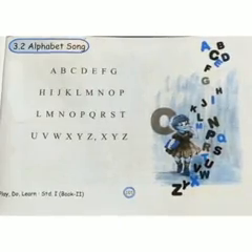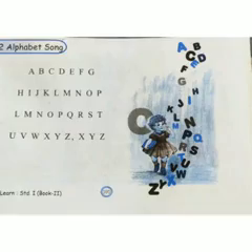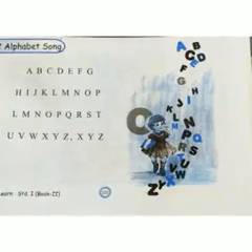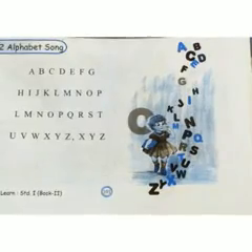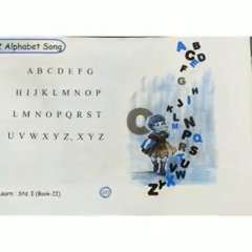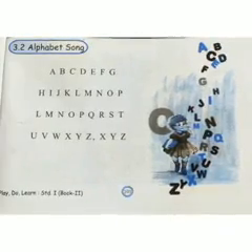Okay. Now third line. L M N O P Q R S T. L M N O P Q R S T. Again we will repeat. L M N O P Q R S T. Okay. So we will repeat all these three lines together.